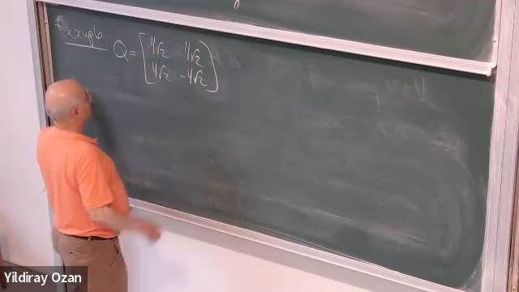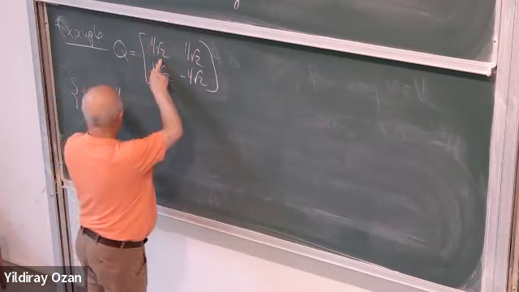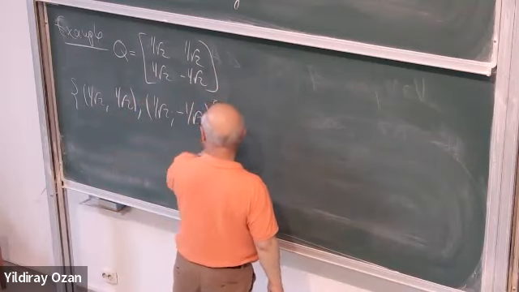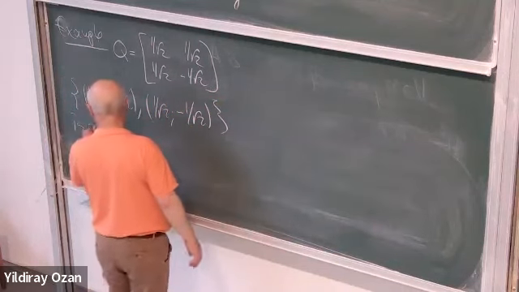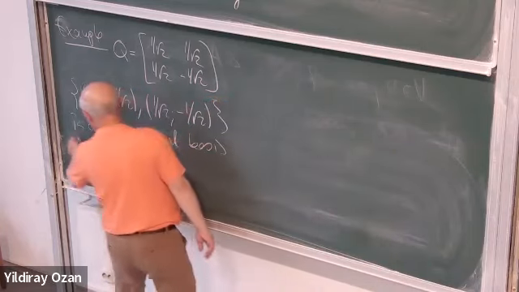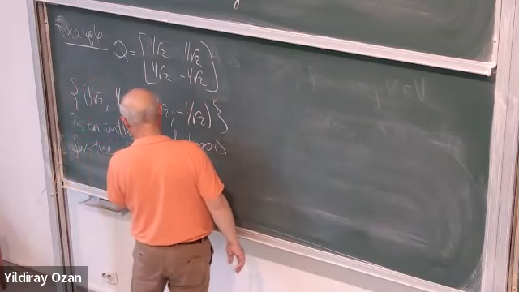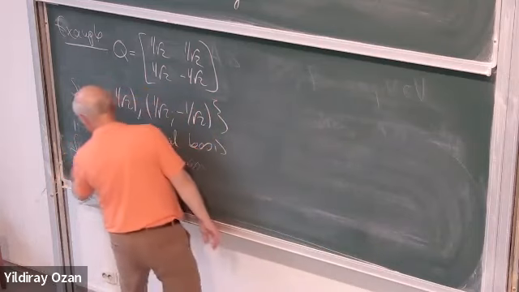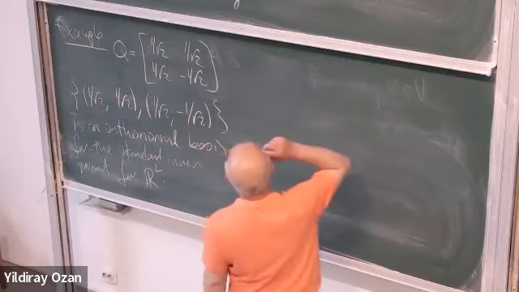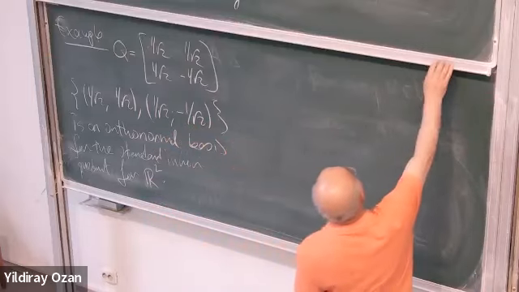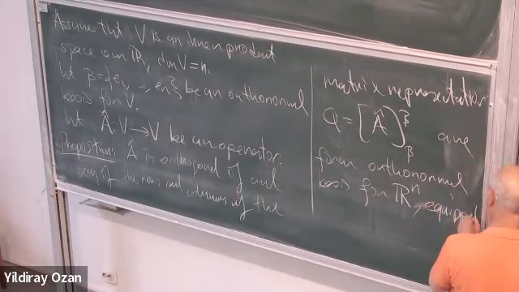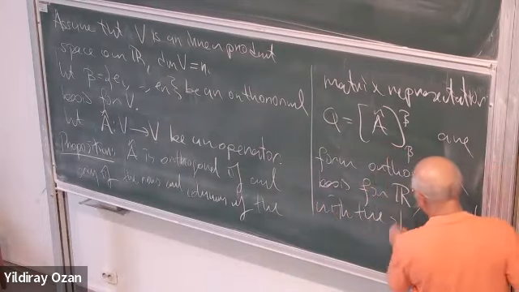Therefore, if you consider both rows or columns, then it forms an orthogonal basis for the standard R2.